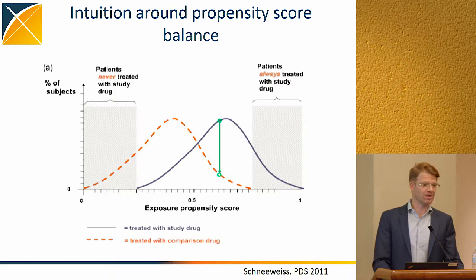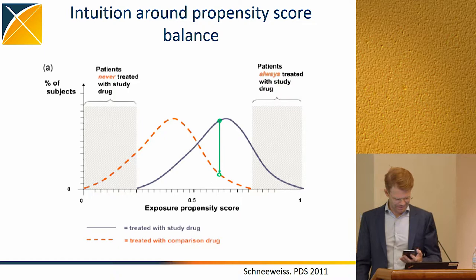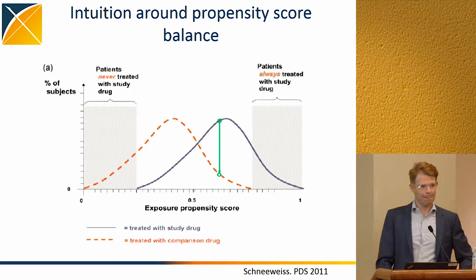Yes? So just in case there's anyone who didn't understand what I was saying, I think those headings on the top should be only, on the left, only patients exposed to the comparator drug, and on the right, only patients exposed to the study drug. Yeah, you got it. Okay.